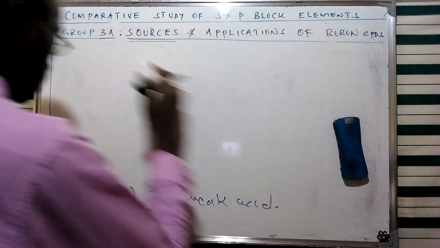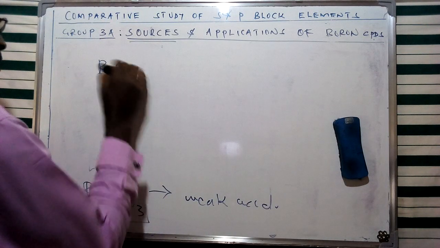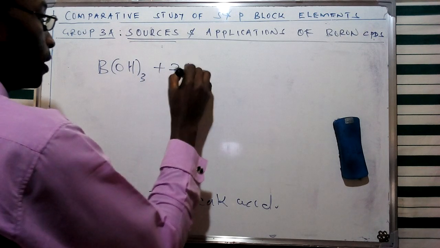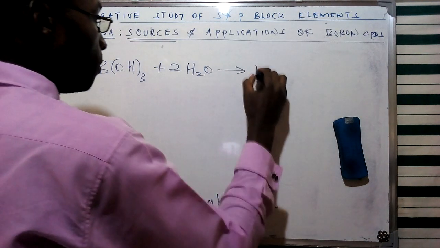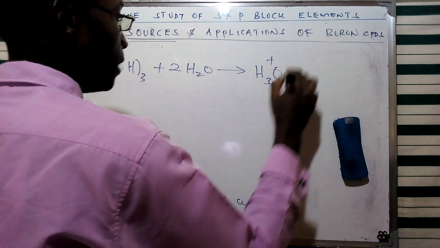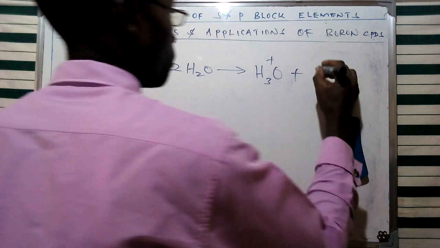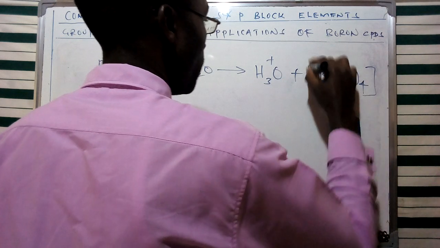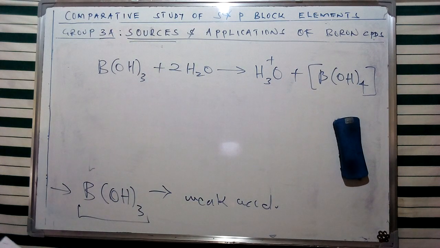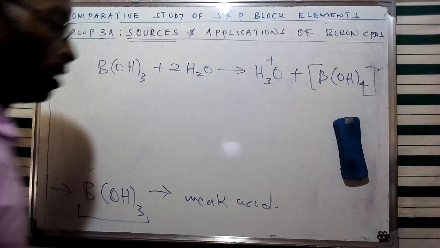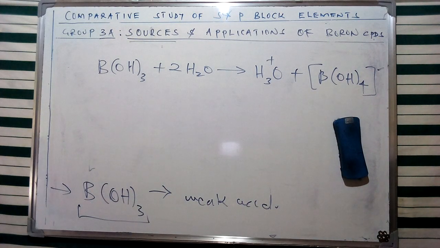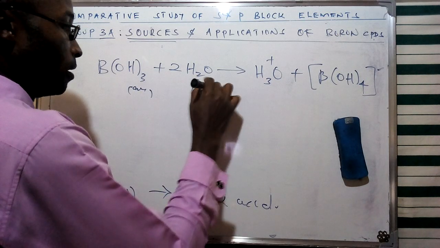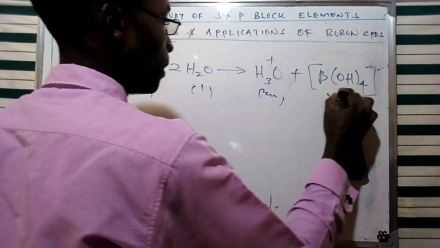So we have boric acid being a weak acid, undergoing self-ionization to form the hydronium ion plus B(OH)4, and we have this given as such. So this undergoes self-ionization to form that specific complex ion, and of course we can just have this specific state given as such.